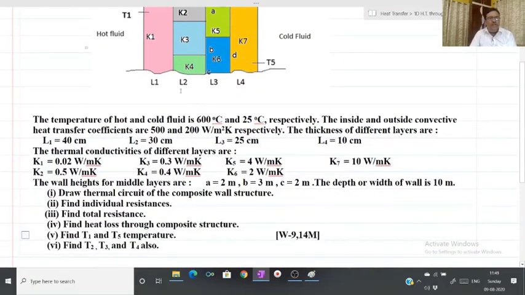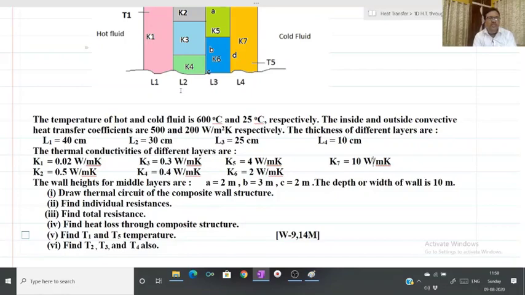The temperature of hot and cold fluid is 600 degrees Celsius and 25 degrees Celsius respectively. The inside and outside convective heat transfer coefficients are 500 and 200 watt per meter square Kelvin respectively. The thickness of different layers are L1 equal to 40 centimeter, L2 equal to 30 centimeter, L3 equal to 25 centimeter, and L4 equal to 10 centimeter.